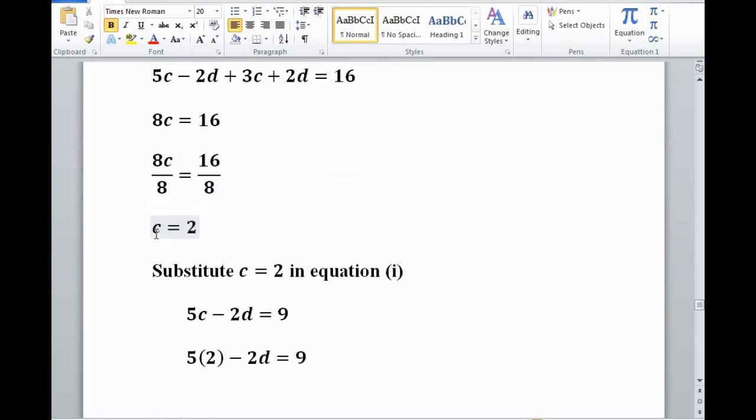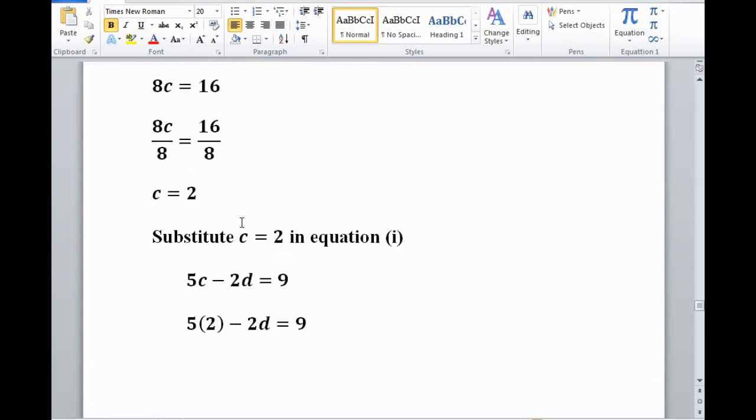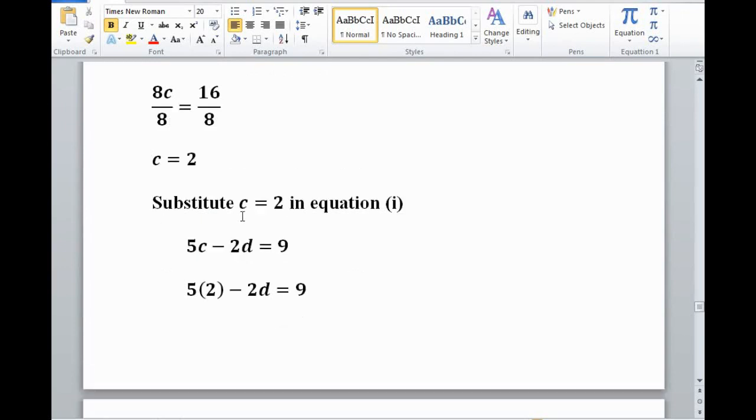Now to get c alone, I'm going to divide 8c and 16 by 8. So 8 will cancel out 8, so we get c equals 8 times 1, 8, and 8 times 2, 16. So we have c equals 2 for these equations. Now let's find the value of d. I'm going to substitute c equals 2 in equation number 1.